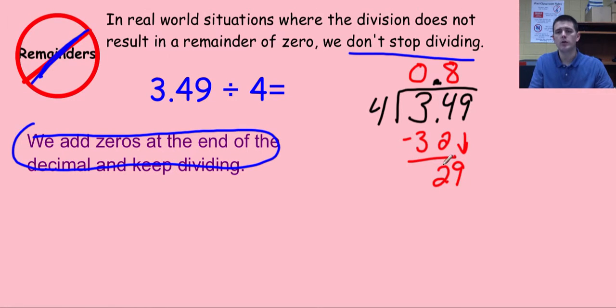4 goes into 29 7 times, which is 28. Subtract, and I have 1. Normally, this is where we would have just stopped and said a remainder of 1, but we don't want to stop anymore. We want to keep dividing.